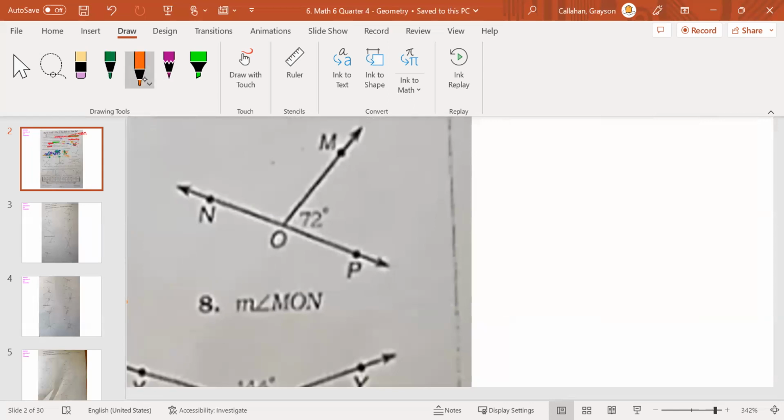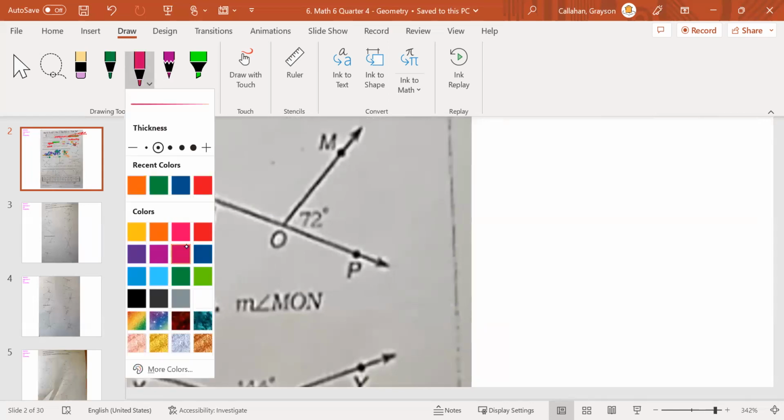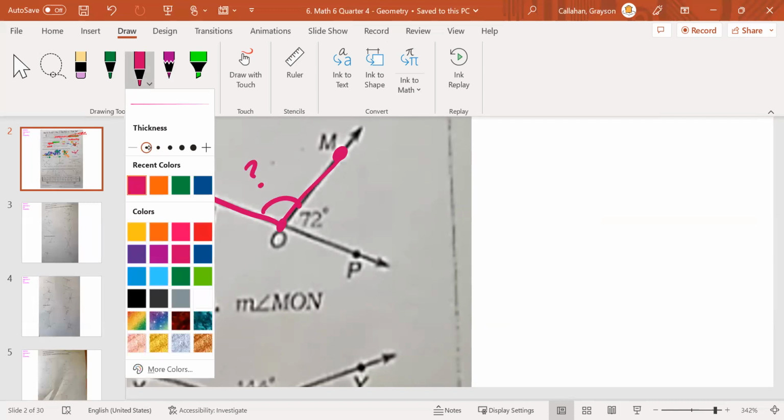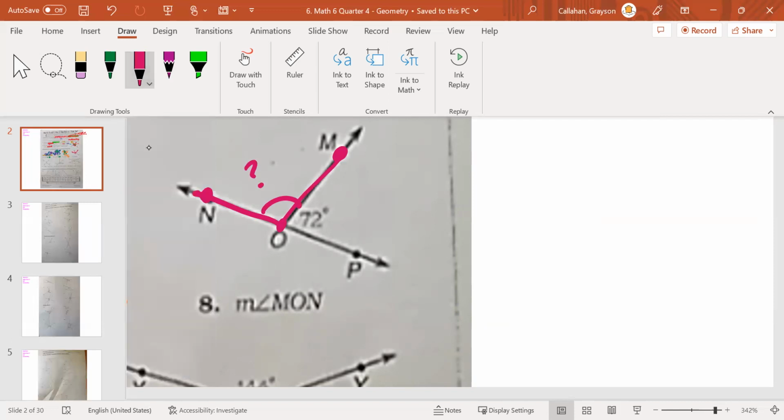All right, let's take a look at the next one. It is MON. So here's MON. We want to figure out what this angle is, right? What kind of hint did they give you here?